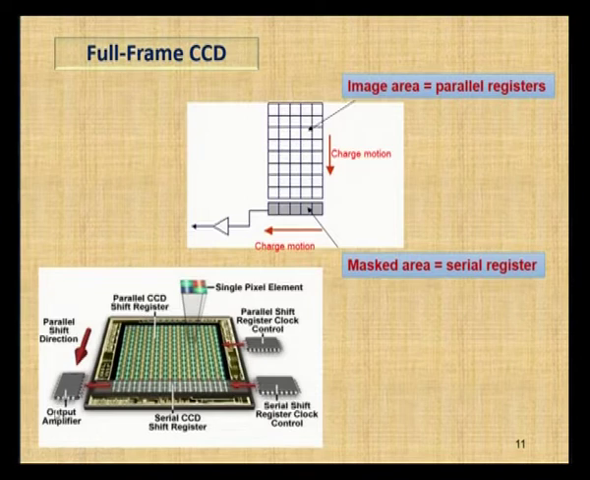This is the output amplifier. This is the CCD serial shift register. This is the parallel CCD shift register, and this is how the pixel looks. And this is how the charge moves from here downward, and in the serial register from right to left and to the amplifier.